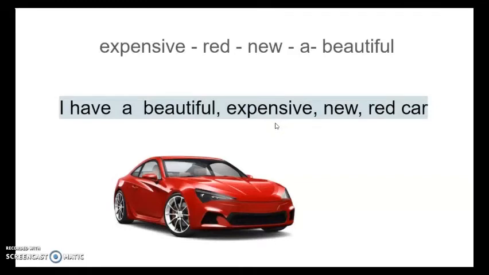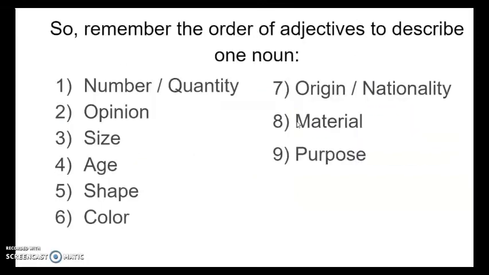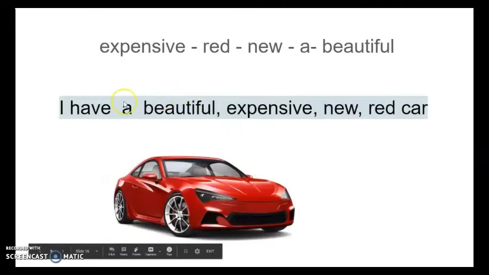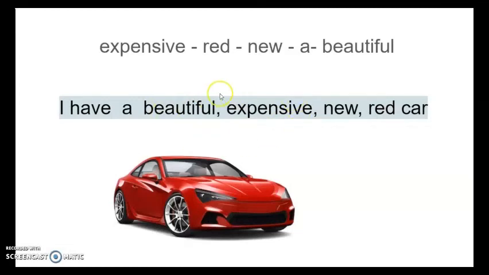What is the next adjective according to that order? I have a beautiful expensive new, right? Because it's age, and then we have color, new red car. So we have number of quantity, we have opinion, we have age, and we have color. So the result is: I have a beautiful, expensive, which are adjectives of opinion, new, which is an adjective of age, red, which is the color, and finally the noun, this thing, the object. I have a beautiful, expensive, new red car.